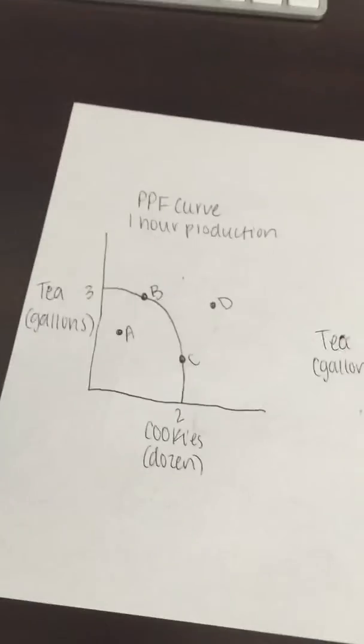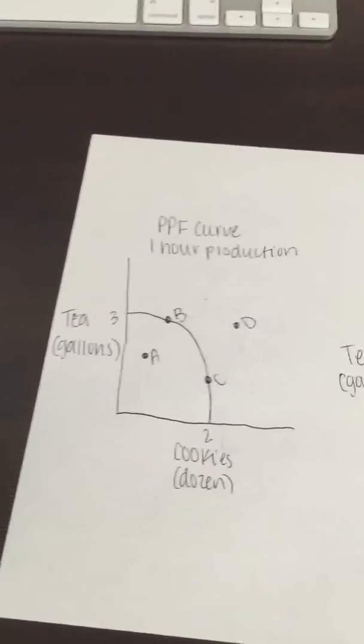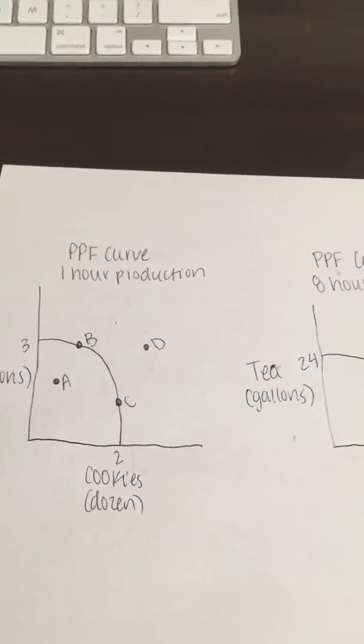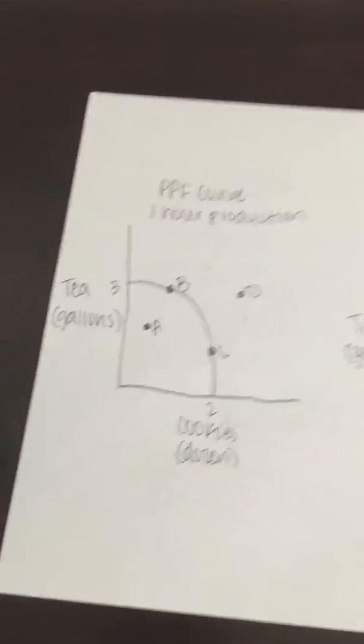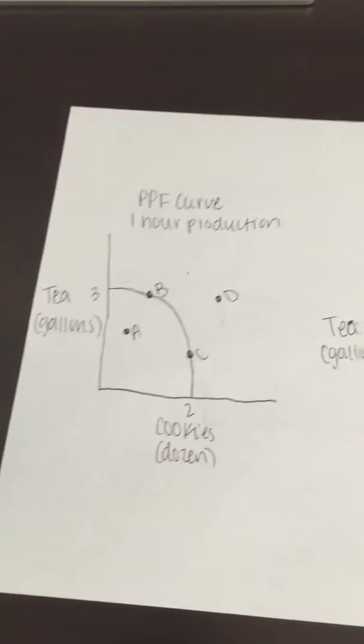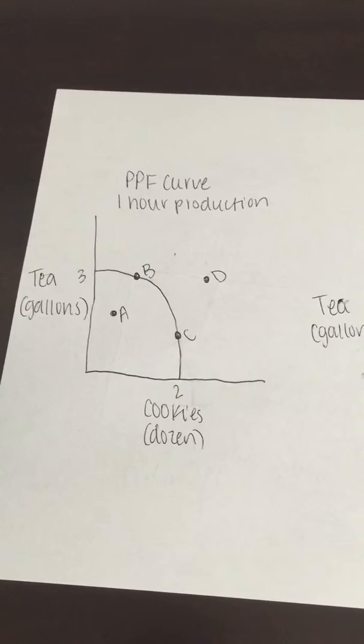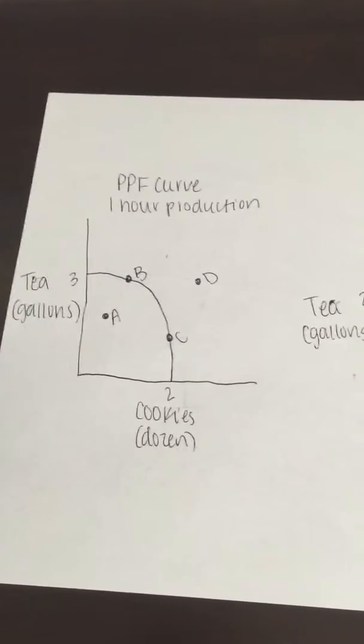spray if you want. Anyways, so if you look at point B and C that are on the line, those points are considered an efficient output combination because at these points you're using all of the resources and technology to their full potential.